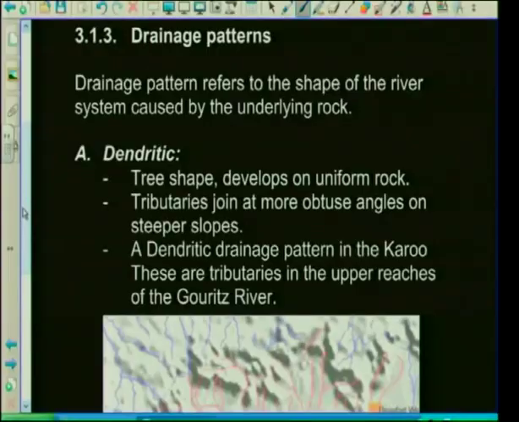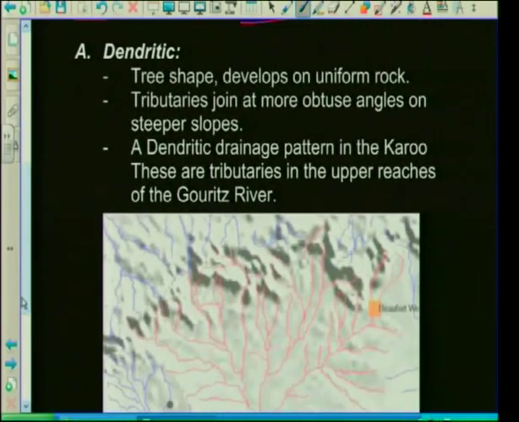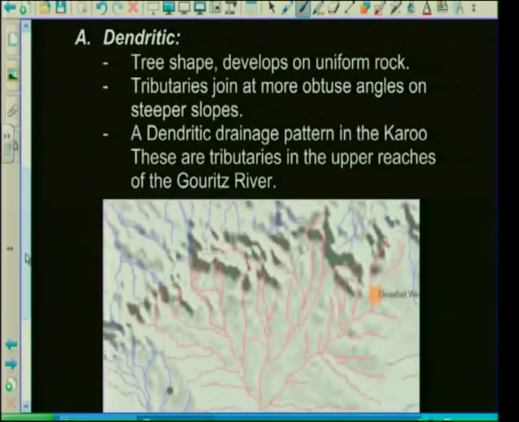So the first one we're going to look at is drainage patterns, which refers to the shape of the river system that is caused by the underlying rock. So when we're looking for patterns, we are looking at the shape of the river system, and it's as a result of the underlying rock structures. The first and most common drainage pattern is what we call a dendritic pattern.